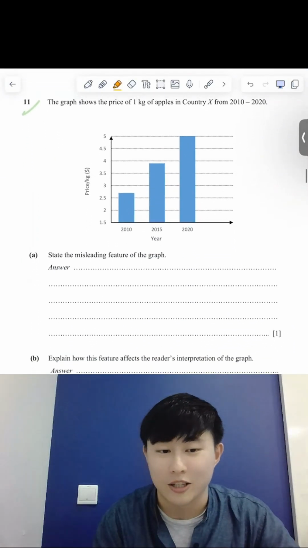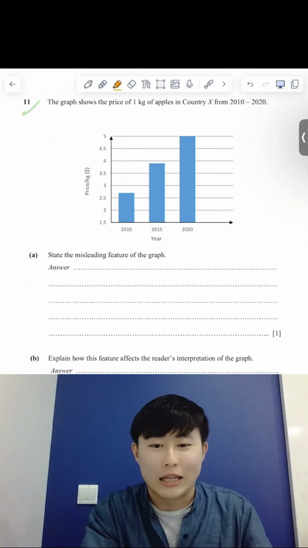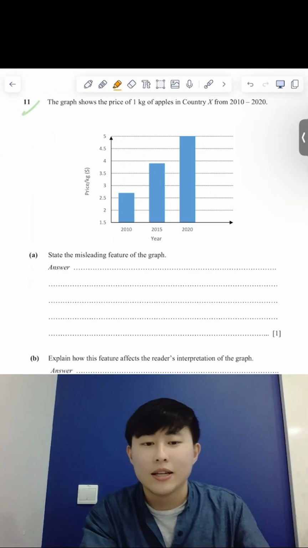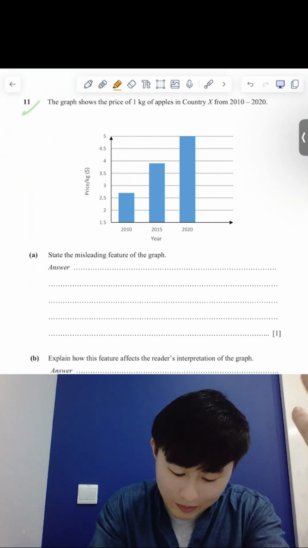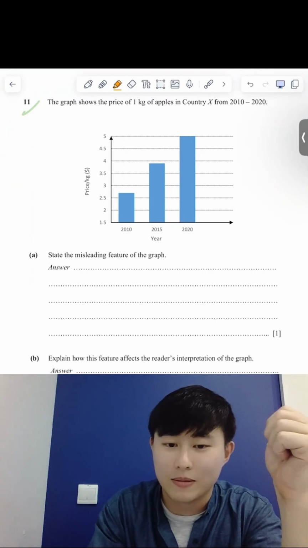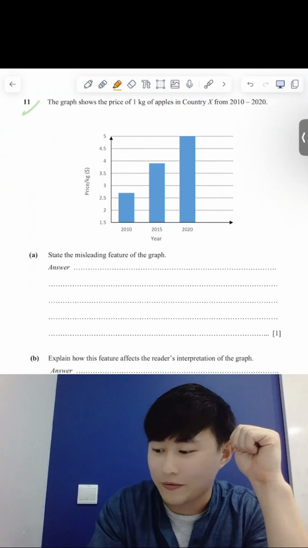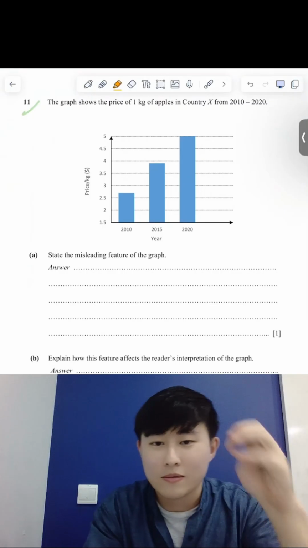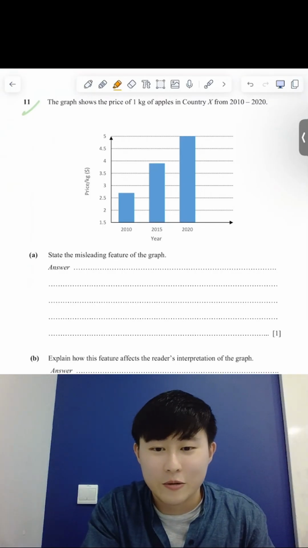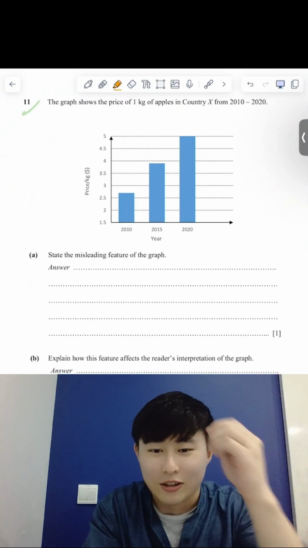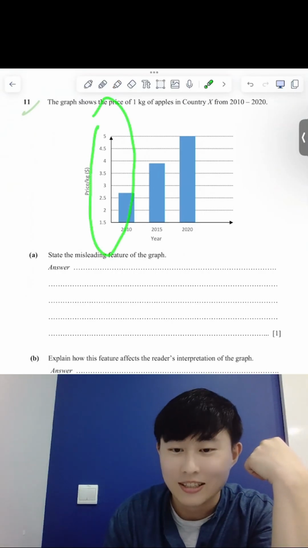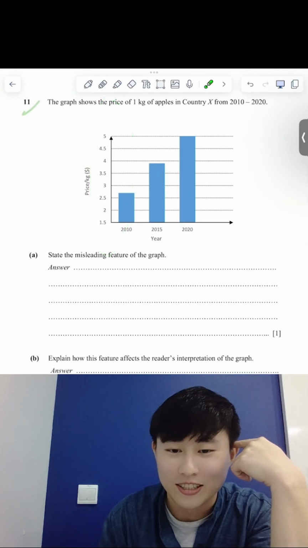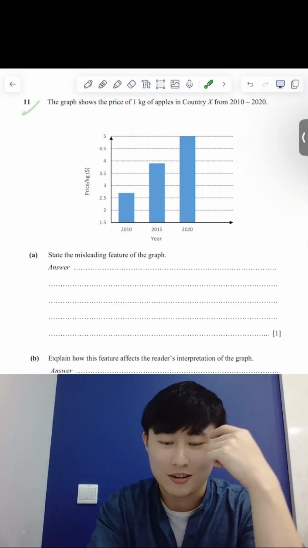Okay, this is the killer question, right? Why? Because you all don't like to explain. So let's make this a bit more participative. Anyone can tell me what is misleading about this particular graph? Okay, see who knows. Vertical axis. What about the vertical axis? Very good. It does not start from zero.